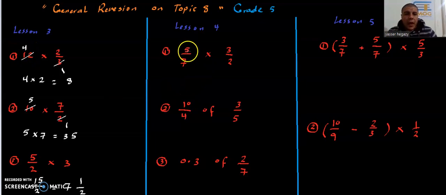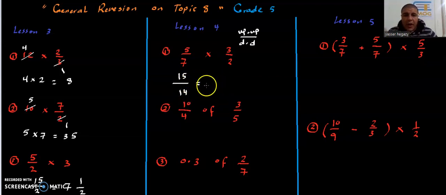Lesson 4. Up multiplied by up, down multiplied by down. And before we multiply, we must simplify. Here, can we simplify 2 and 5? No. 7 and 3? No. Khalas. So multiply. 5 multiplied by 3 equals 15. 7 multiplied by 2 equals 14. Can we write it as a mixed fraction? Yeah, we can write it. So it will be 1, and the remainder of 15 will be 1 here out of 14, and that's it.